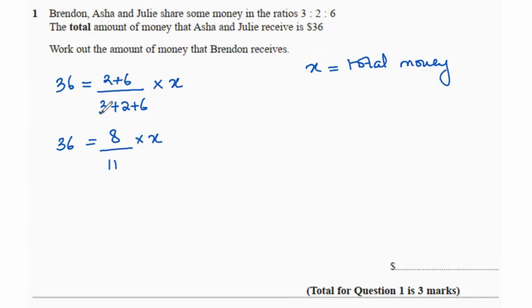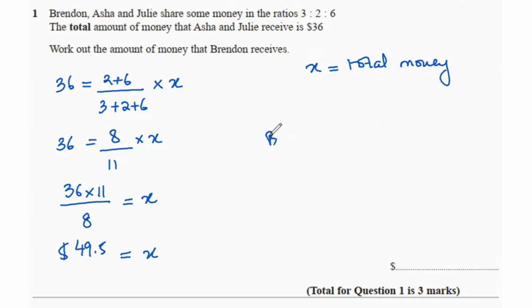Just like the previous questions, we use the ratio to create the fraction. But in this case, we're using 2 people now because they have given us total amount for 2 people. They have given us total amount for Asha and Julie, which is 36. So 36 equals 2 plus 6, which are the numbers for Asha and Julie in the ratio, divided by the sum of values in the ratio, which is 11, and then we times it by the total money, which is x. So now we do 36 times 11 divided by 8 equals x, which is going to give us $49.5 as the total money.